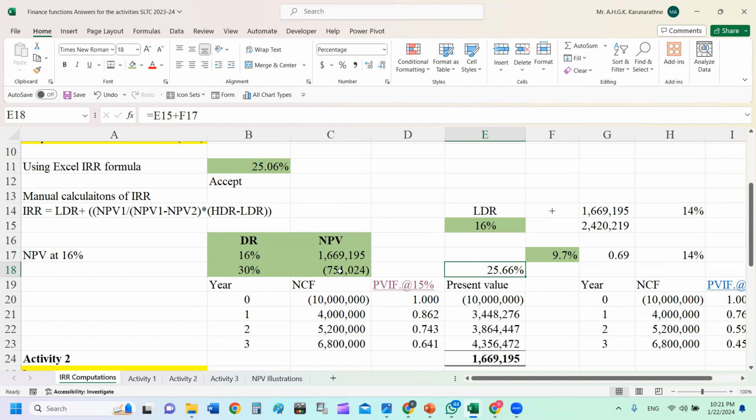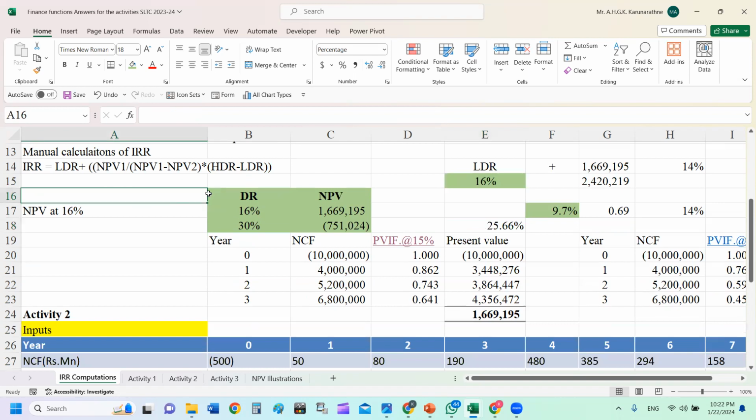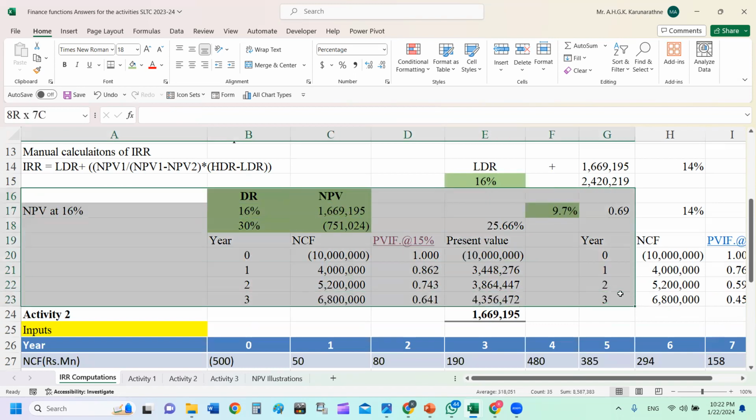The accuracy is this high because one NPV is positive and the other negative, which increased the accuracy. Now you know how to compute IRR. Forget about Excel. I am now teaching Excel modeling, but for the time being, forget about Excel modeling. As a finance student, this is the way you should compute IRR.